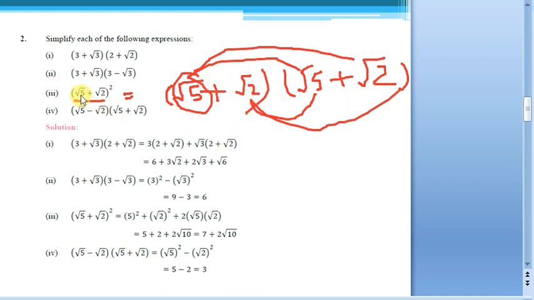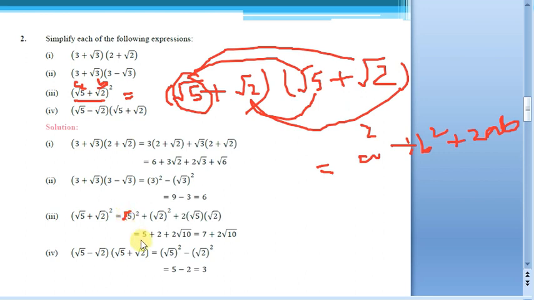Otherwise, suppose I assume √5 as A and √2 as B. It is (A + B) whole square, which is A² + B² + 2AB. That is what we know. Now substitute the values in the identity. In place of A, it is √5.